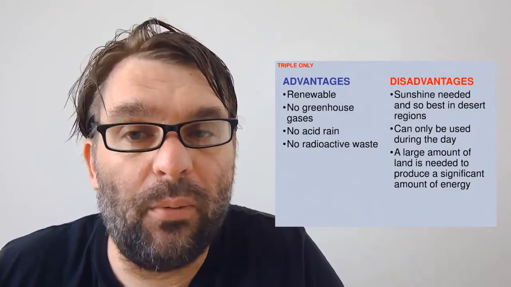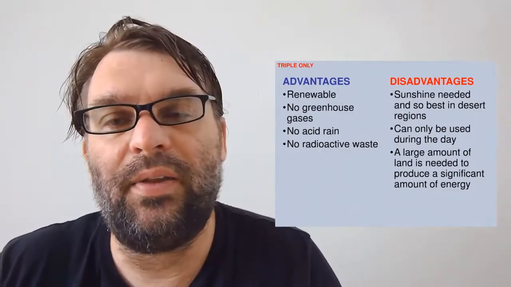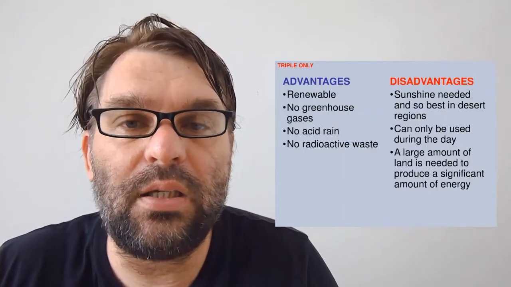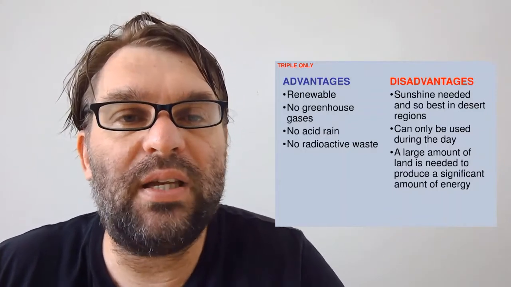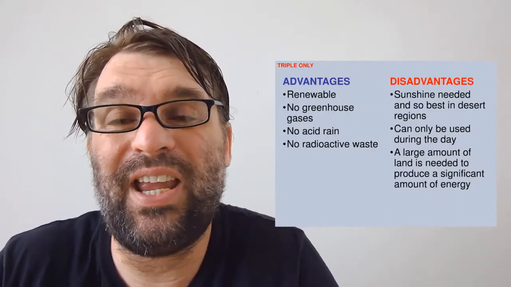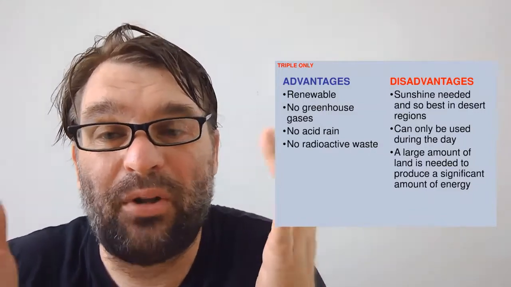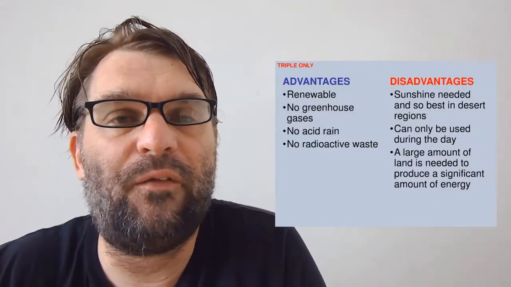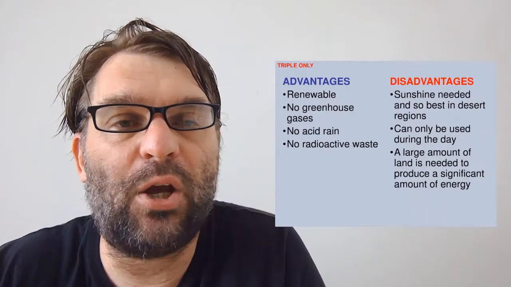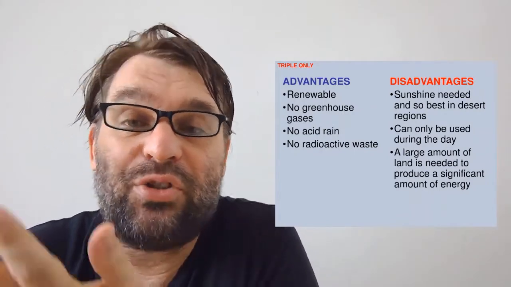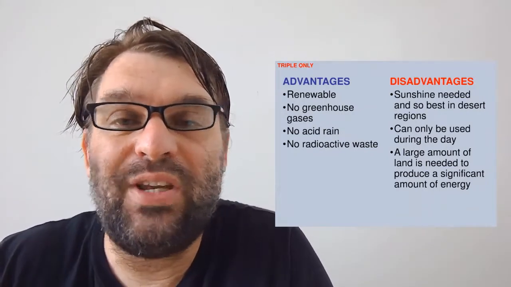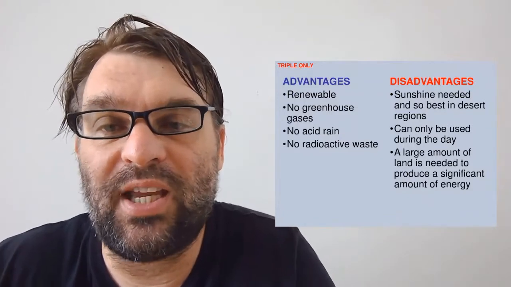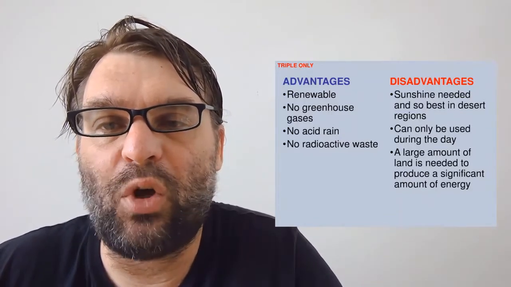The advantage is it's renewable, the sun's always going to be there, there's no emission of gases, there's no radioactive waste, but the problem is you need areas where there's quite a lot of sunshine. So for example in the US in the deserts would be a perfect example, around Nevada and New Mexico. You can only use it during the day because the sun's only out during the day, and you need a large amount of area to set up the arrays of the mirrors.